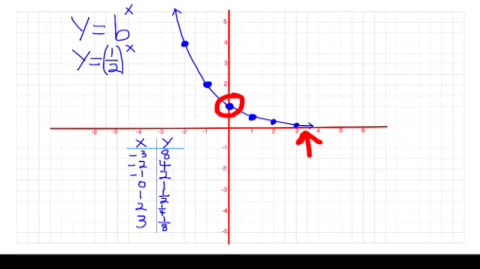So it's just the opposite of the growth function. Characteristics are still about the same though. This time it goes down from left to right, whereas before it went up from left to right.